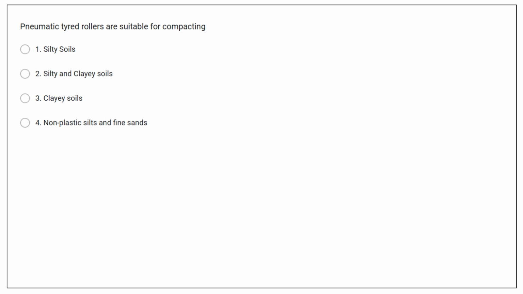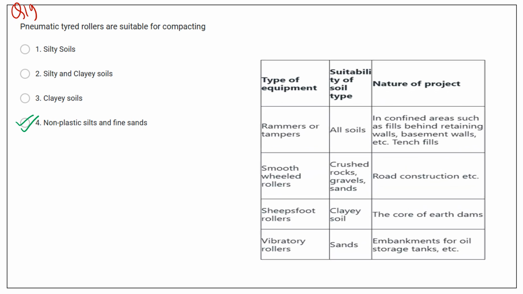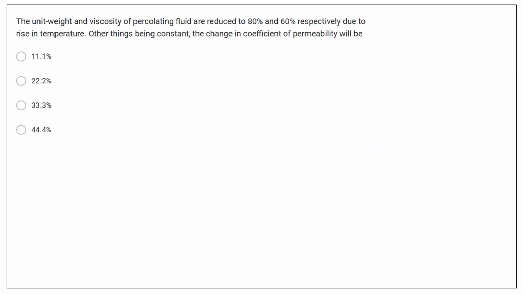The next question, question number 19. Pneumatic tired rollers are suitable for compacting. These pneumatic tired rollers are suitable for compacting non-plastic silt and fine sand. So here option number 4 is correct, which is non-plastic silt and fine sand. And this is the table for different types of equipment suitable for different types of soil with different nature of project.